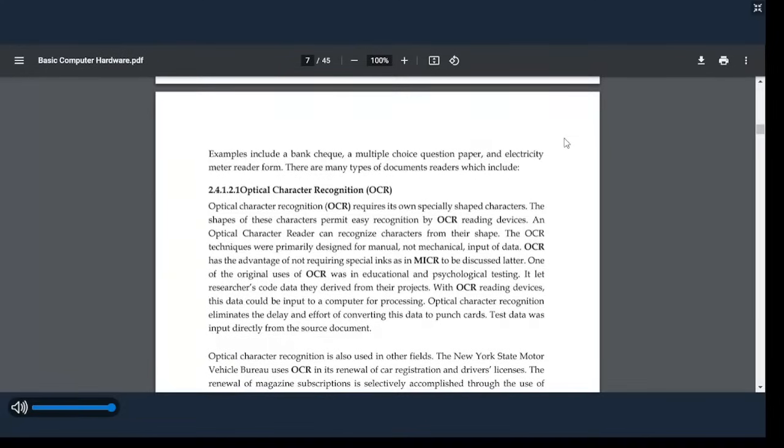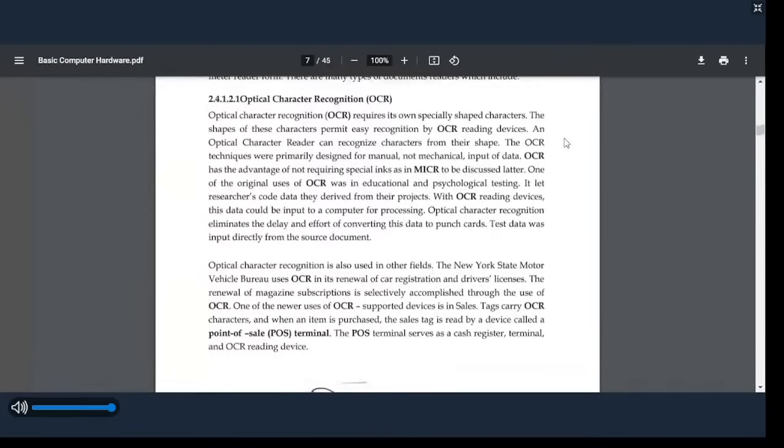Optical character recognition is also used in other fields. The New York Motor Vehicle Bureau uses OCR in retrieval of car registration and driving licenses. The renewal of magazine subscriptions is selectively accomplished through the use of OCR. One of the newer uses of OCR supports devices in sales.